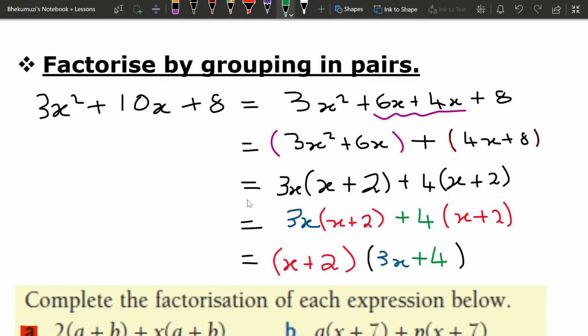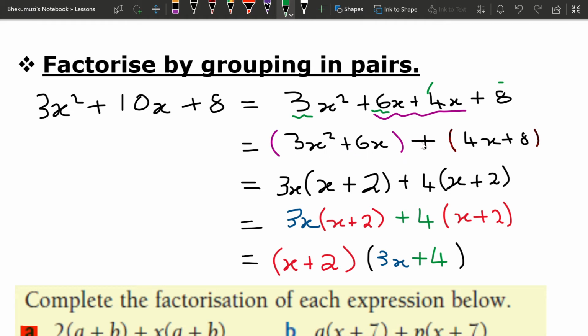Why did I do that? If you think of it, 3 and 6 are in the same times table, and then we also see that 4 and 8 are also in the same times table, right? So what can we do? Why did I do it like that? Because in actual fact I want to create two different brackets.